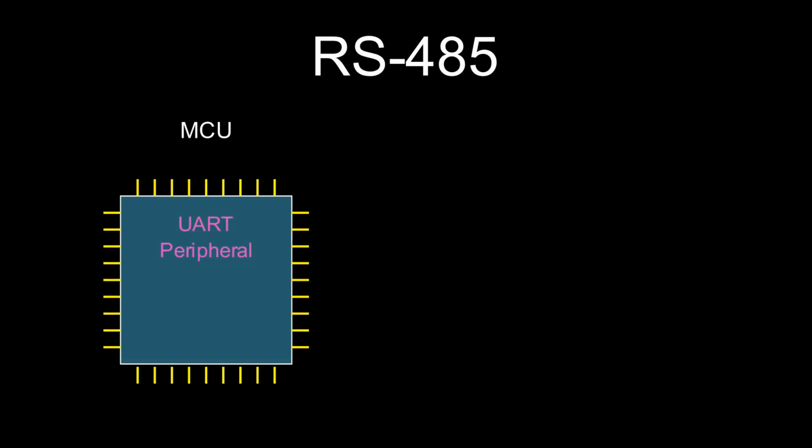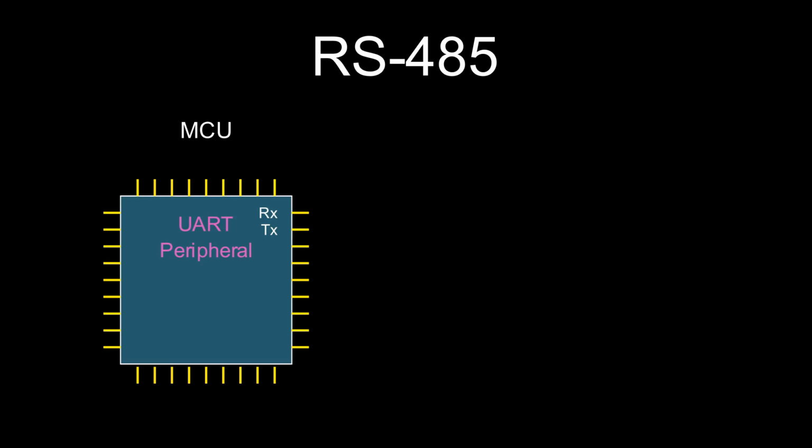We can utilize this peripheral for RS-485 communication. 3 pins of the microcontroller are involved in RS-485 communication. TX pin of the UART peripheral, which transmits serial binary data from the microcontroller, RX pin, which receives serial binary data, and a digital output for signaling the direction of the communication.